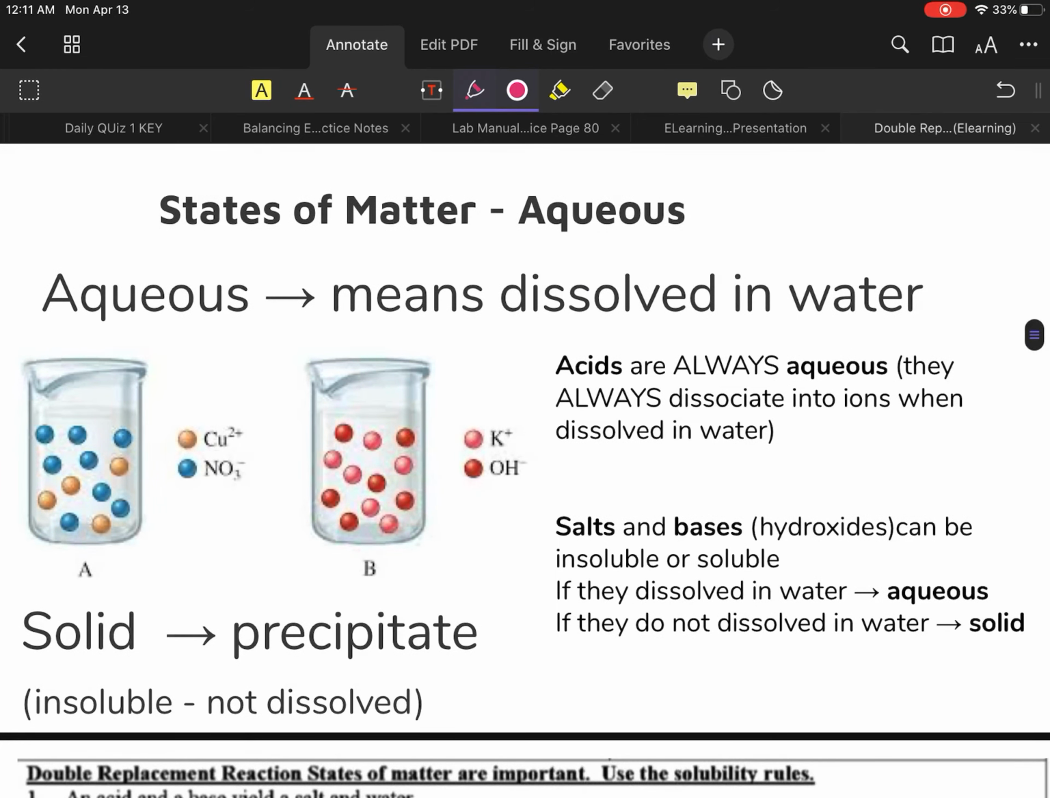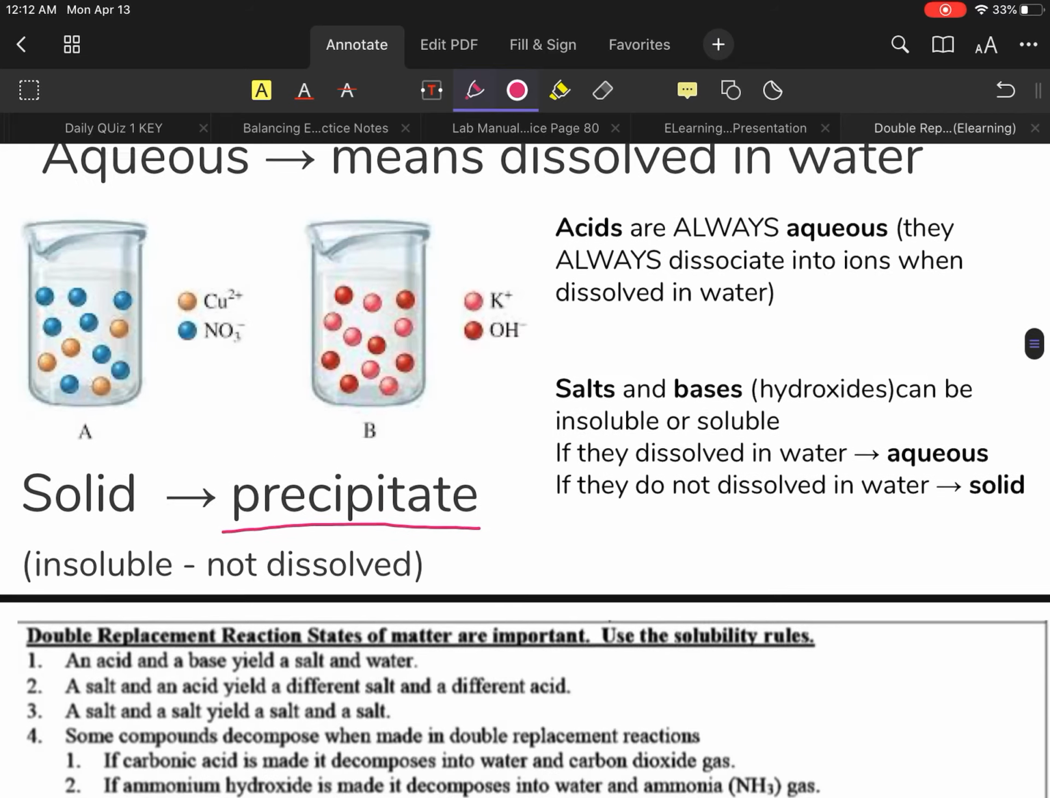So as we go through, this is just review. Aqueous just means dissolved in water. If I end up with a solid, I'm going to call that a precipitate. This is the fancy chemistry word that we use for that solid that's produced by this chemical reaction. The reason we gave it a fancy name is because it wasn't there to begin with. I started with 2 liquids, or 2 aqueous solutions, and then I ended up with a solid at the end. So I call that a precipitate.